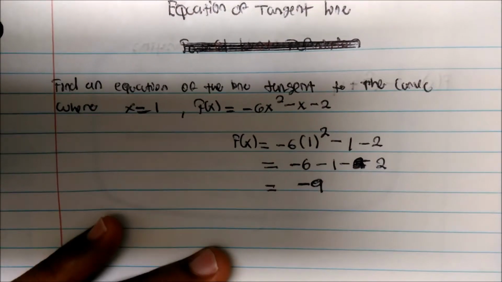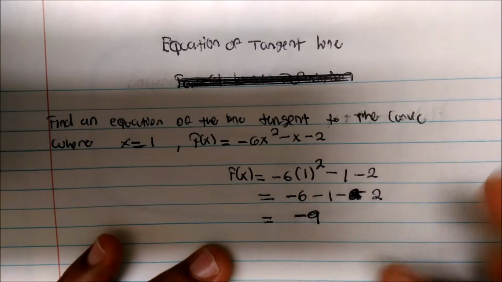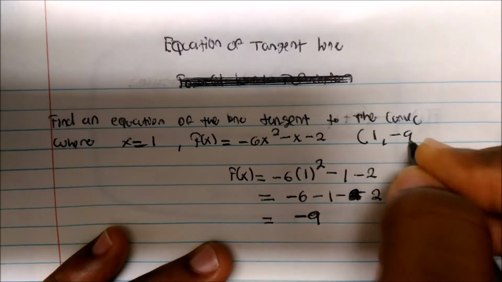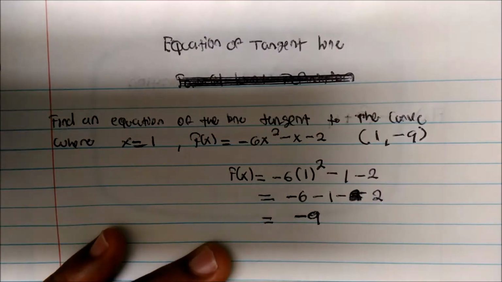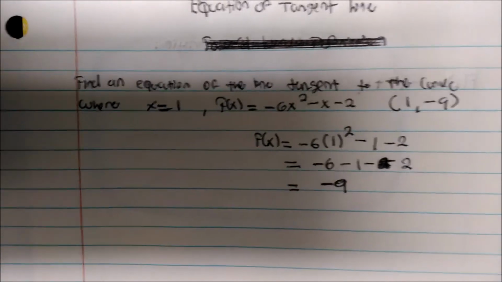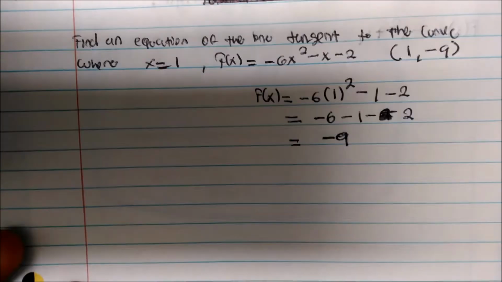So really, they're asking us to find the equation of a tangent line to the curve where x is equal to 1 and y is equal to negative 9. All right. So now that we have the actual full point, we have to find the slope next.